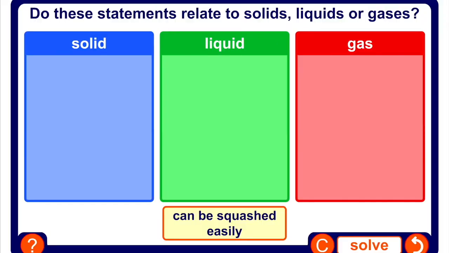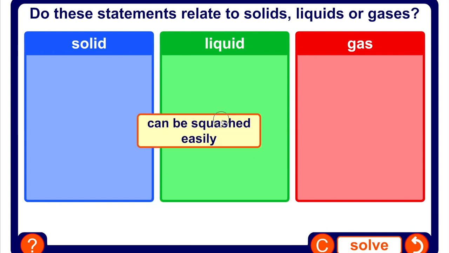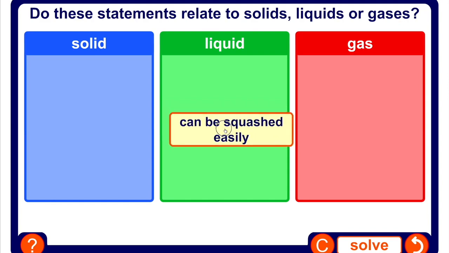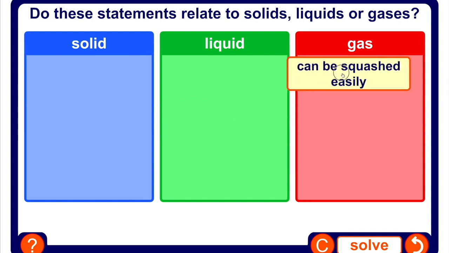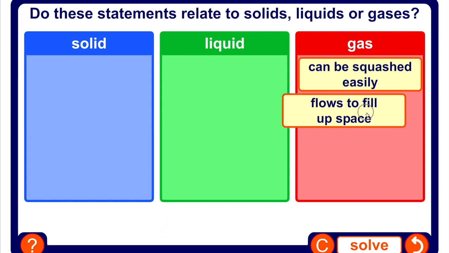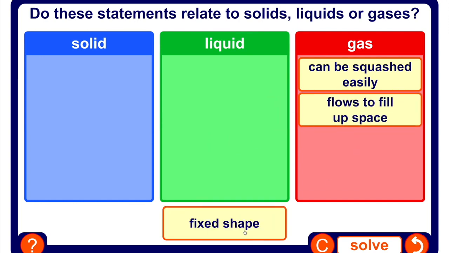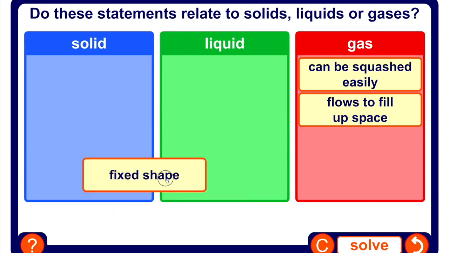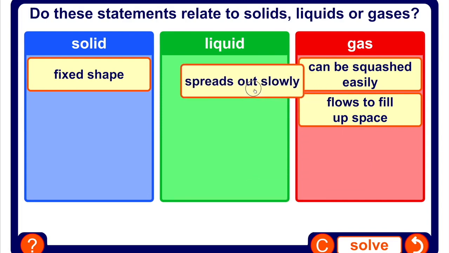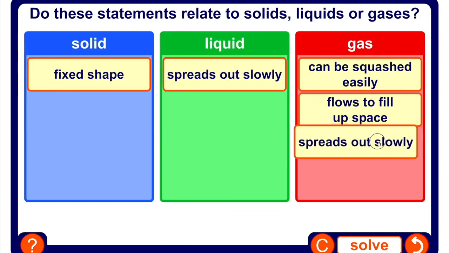We're now going to practice the properties of matter. So I'm going to have to put each one of these properties in the right box. So, can be squashed easily. That's gases because you can compress them. Flows to fill up the entire space. Again, it's gases. Fixed shape, so they don't change their shape at all. That only applies to solids. Diffusion could apply to liquids or gases, so it could be either.